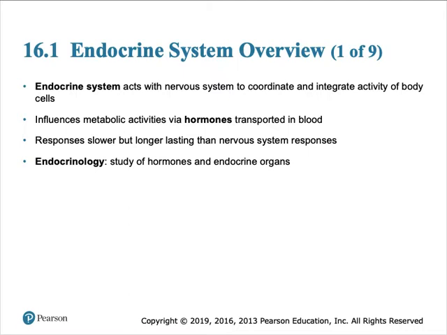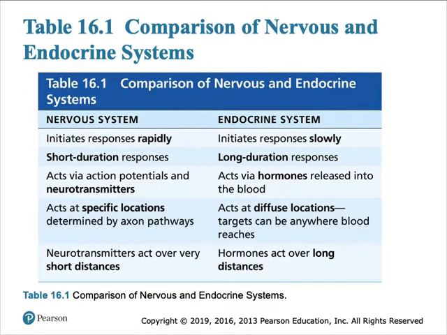So the endocrine system acts with the nervous system to coordinate various activities and integrate activity of the body cells. It influences metabolic activities via those hormones that move via blood, and responses are slower but longer lasting than the nervous system. So when we think of the nervous system, we think very quick, very rapid response, but the response doesn't last as long. When we think of the endocrine system, typically we think of slower response. Now, hormones can still be a somewhat fast response, it's just relatively slower relative to the nervous system.